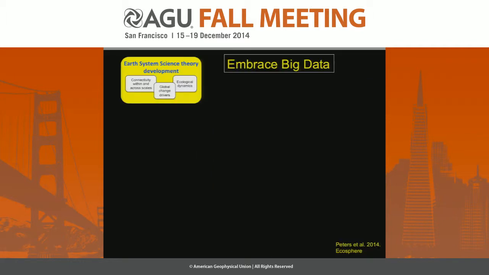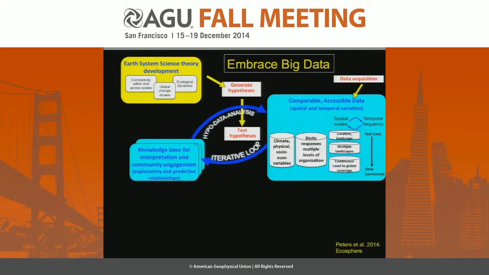So we really think that one of the insights is we need to really embrace big data. We have a theory, and we're generating hypotheses, and typically what ecologists do is we generate a hypothesis, we test the hypothesis with data, and then we're done. We come into the database, we do some statistical analyses, and then we're out, right? We write our paper, and we go on.